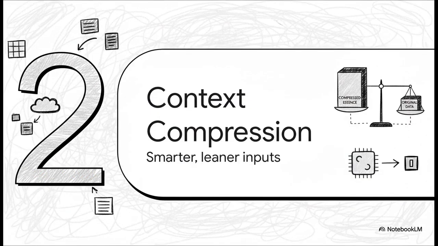So, what's the move? How do we battle these rising costs without killing the quality of our output? Well, the answer is context compression. This is going to be your go-to strategy for creating those smart, lean inputs we're talking about.